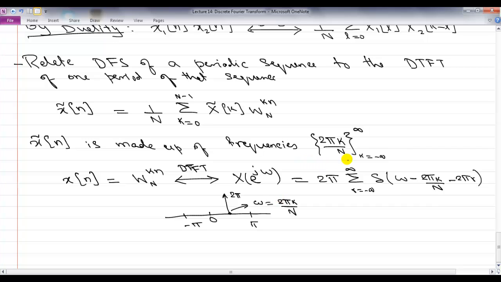Now I'm claiming that my signal is made up of all these frequencies. So that means that now I have impulses at all of these locations.